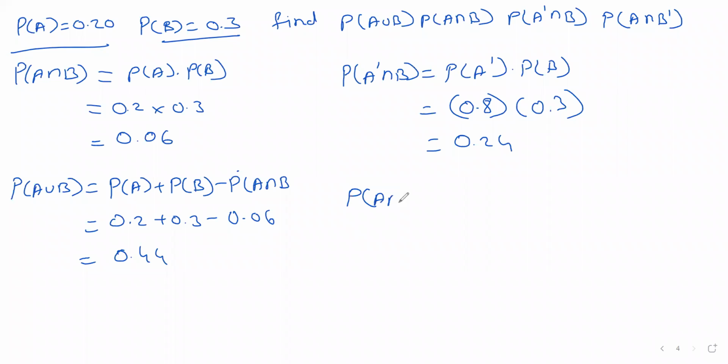Then A intersection B complement. It is P of A into P of B complement. That is 0.2 into 0.7. Your answer is 0.14. Okay. Now this tells me I have used all independent events formula here because they have only given me P of A and P of B. So I have assumed that they are independent.